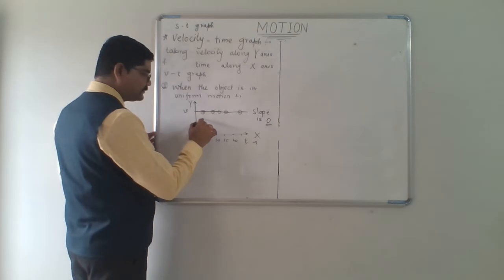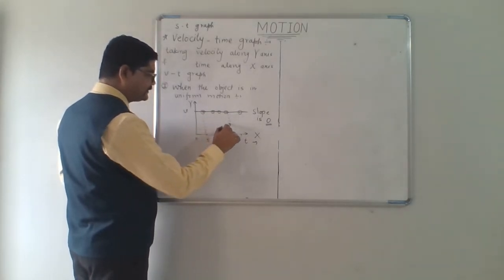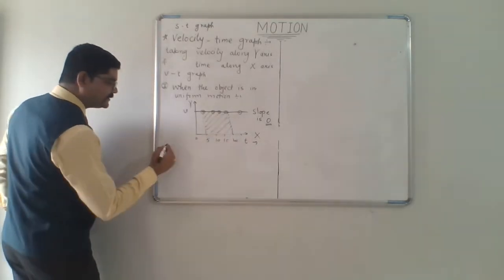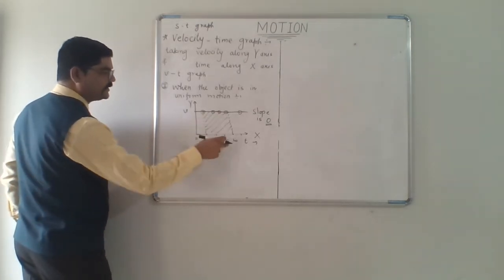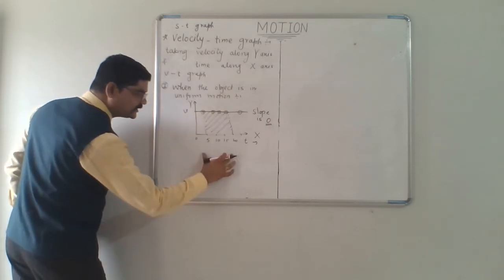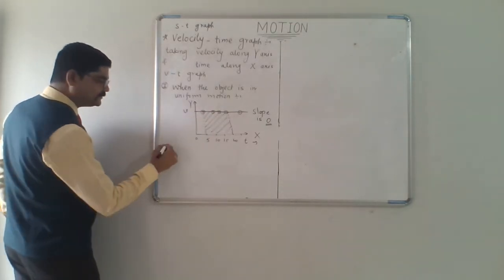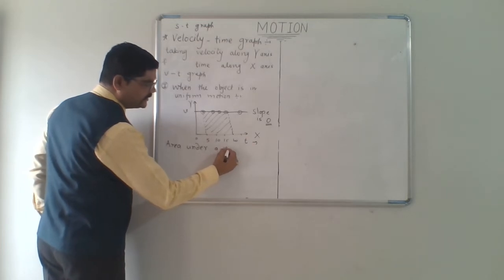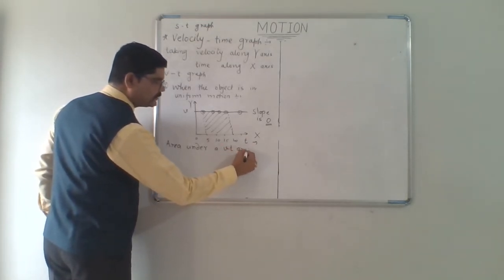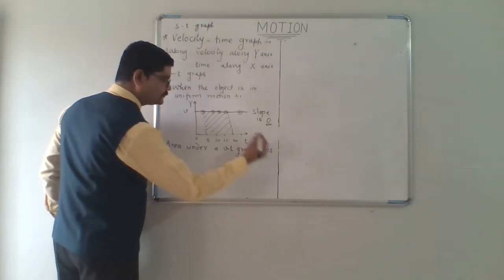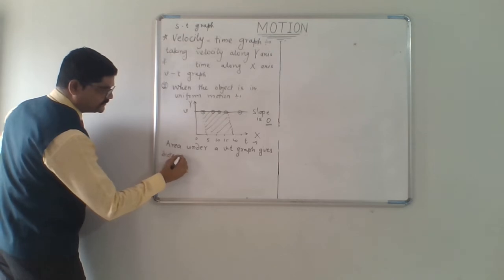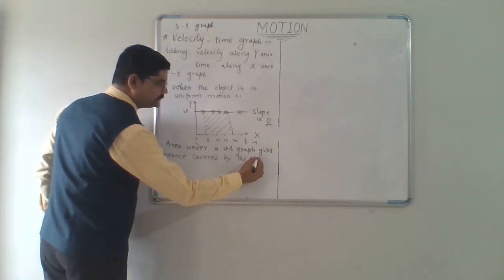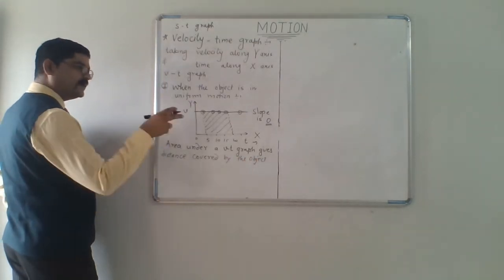Now, if the area under this graph is calculated, then area under VT graph gives the distance covered by the object in the given time interval. So we can just find it out. Area under a VT graph gives the distance covered by the object in the given time interval.